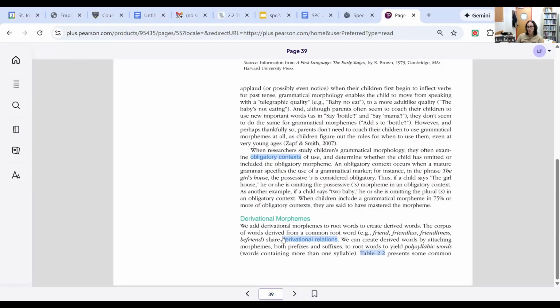We have to have the intention of changing a verb to a noun.